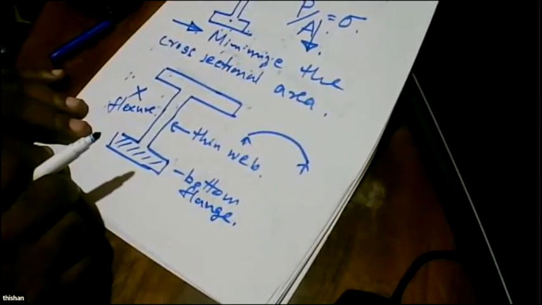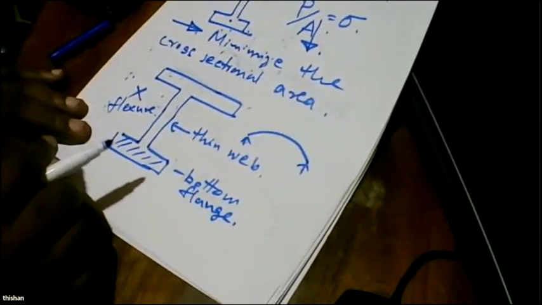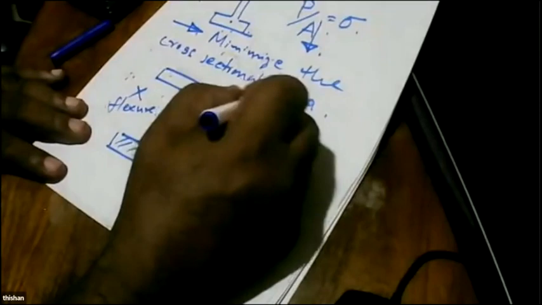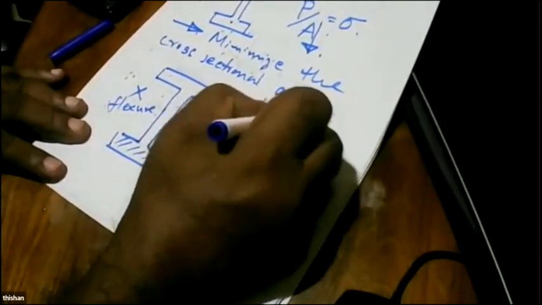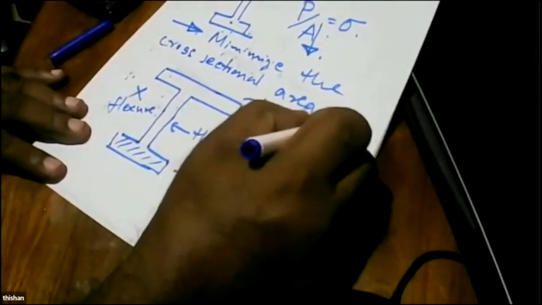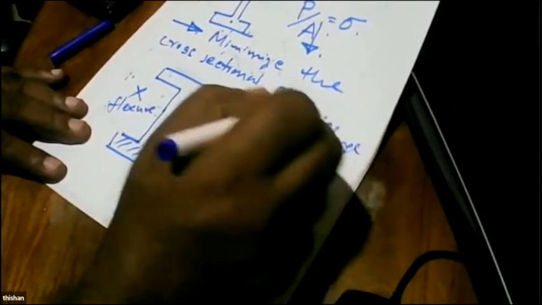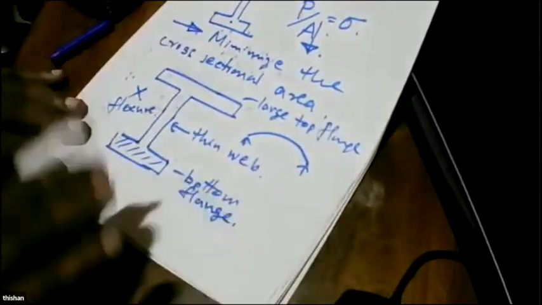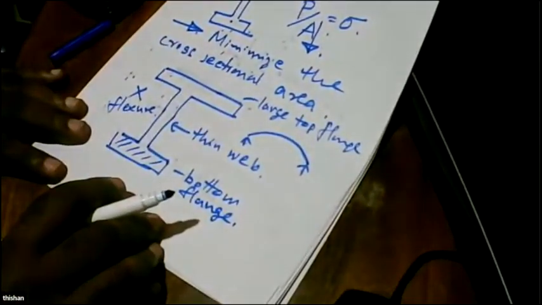So we like the web to be as small as possible, as thin as possible. But we like to have a large top flange. Why? Because it's going to carry load, and the top flange will definitely be in compression. So by having a large top flange, we can serve two purposes.